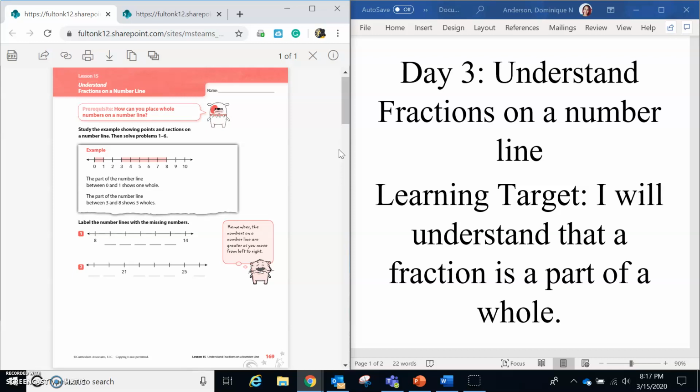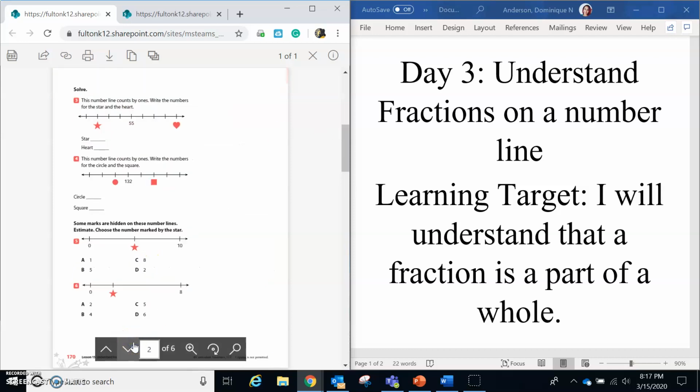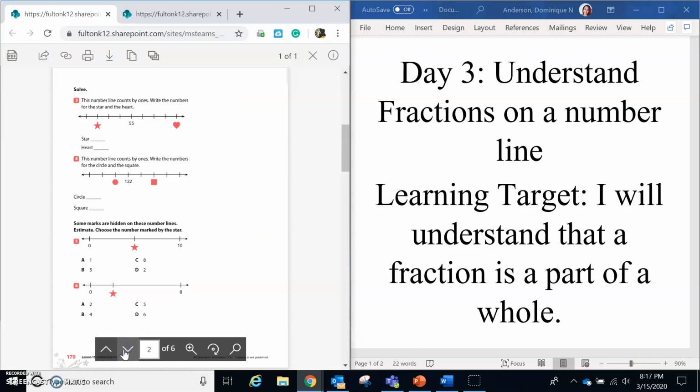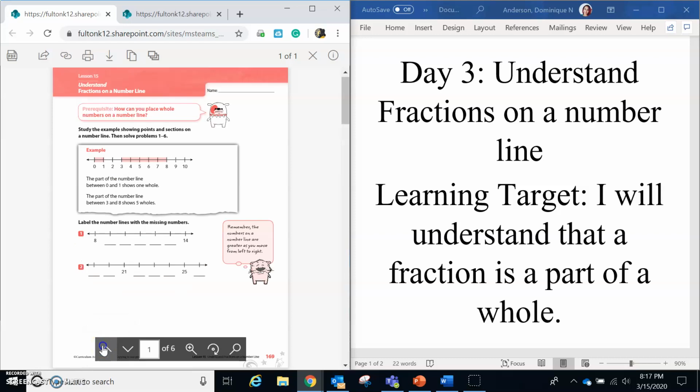And I'm actually going to give you time to do page 1 and 2 on your own. Well, technically, page 169 and 170 on your own. This part is actually fairly easy. You're labeling the number line with whole numbers. So go ahead and pause the video and give yourself time to work through these problems.